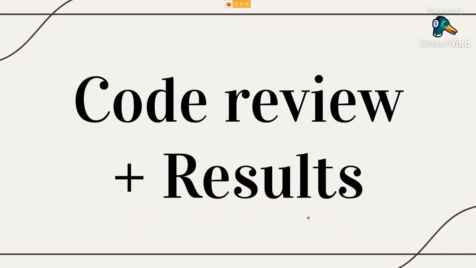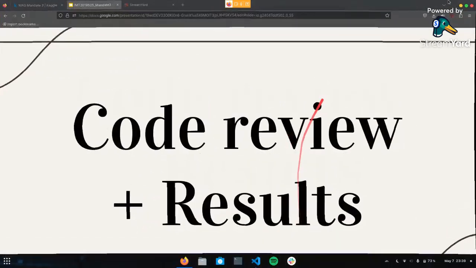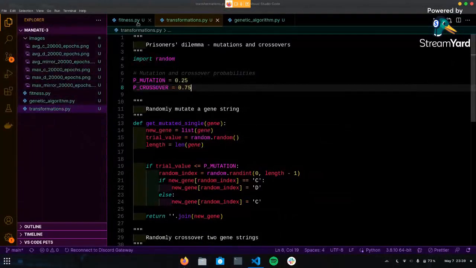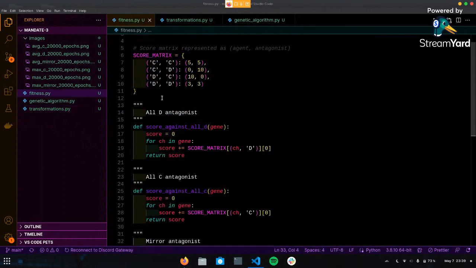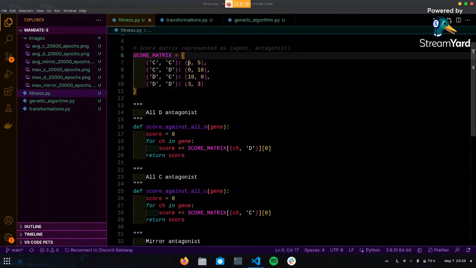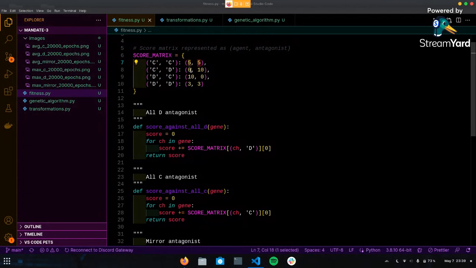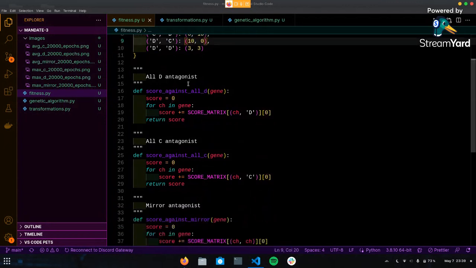So, let's now look at the code review and some of the results of our simulation. First of all, let's look at the fitness .py file. This basically tells us what we're going up against, and by we, I mean the agent here. This is the score matrix from earlier. The thing to be noted is that the first element is what we really should be looking at, because that represents our score as the agent.